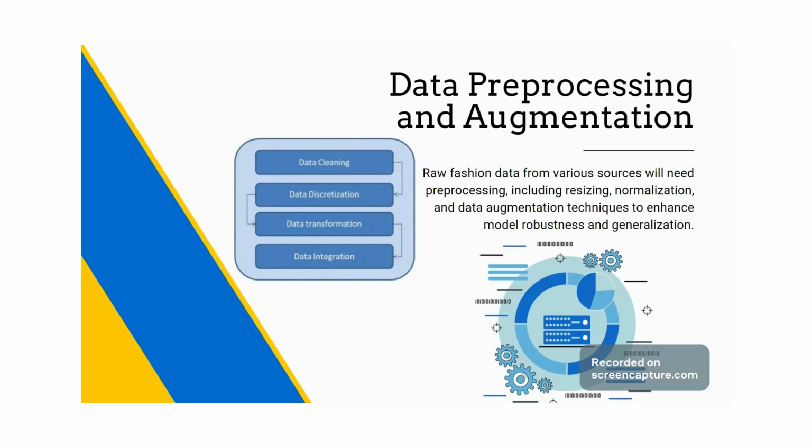Data preprocessing and augmentation. The raw images will be resized to a consistent format, normalized to a common color space, and potentially cropped or padded to a standard aspect ratio. Data augmentation for text can involve synonym replacement, word dropping, or random insertion to create variation in user input.